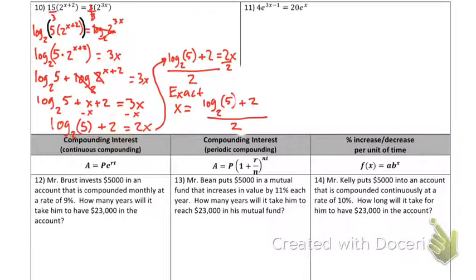Okay, so that is the exact answer. For the decimal answer, hopefully you're comfortable with your calculator by now, but we're going to do log base 2 of 5, add 2, and then divide by 2. So log base 2 of 5, if I calculate this, that gives me the decimal of 2.321.